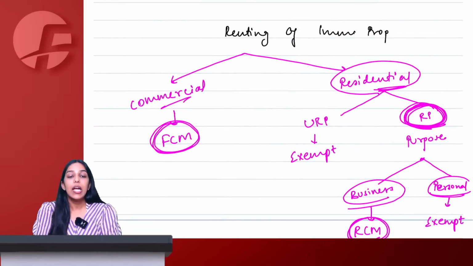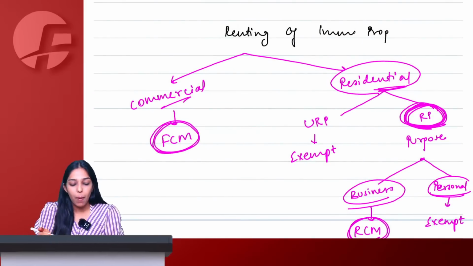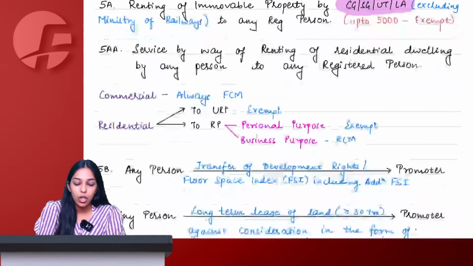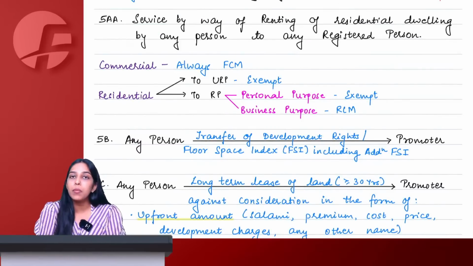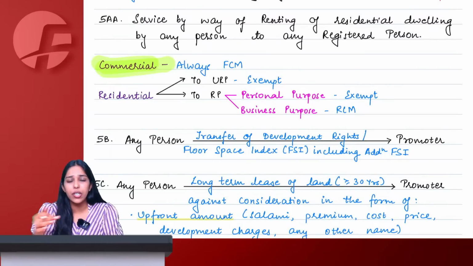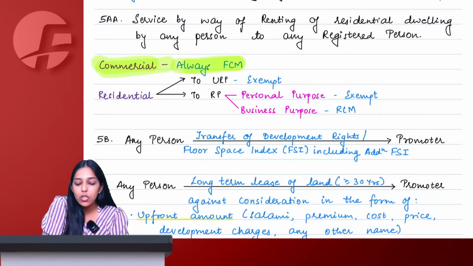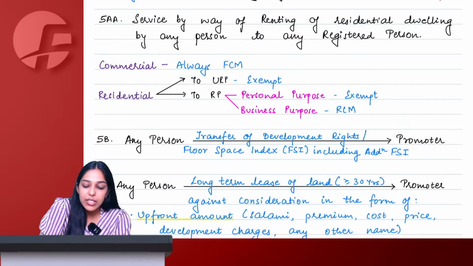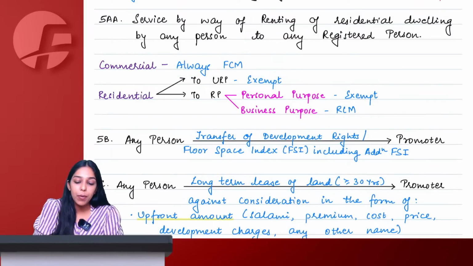What do you understand? If normal renting of immovable property is done, it is all mentioned in the book, do not worry. If normal renting of immovable property is done for commercial purpose to anyone, be it registered or unregistered, it is always forward charge mechanism. But if a residential dwelling is rented out for residential purpose to an unregistered person, it is exempt.